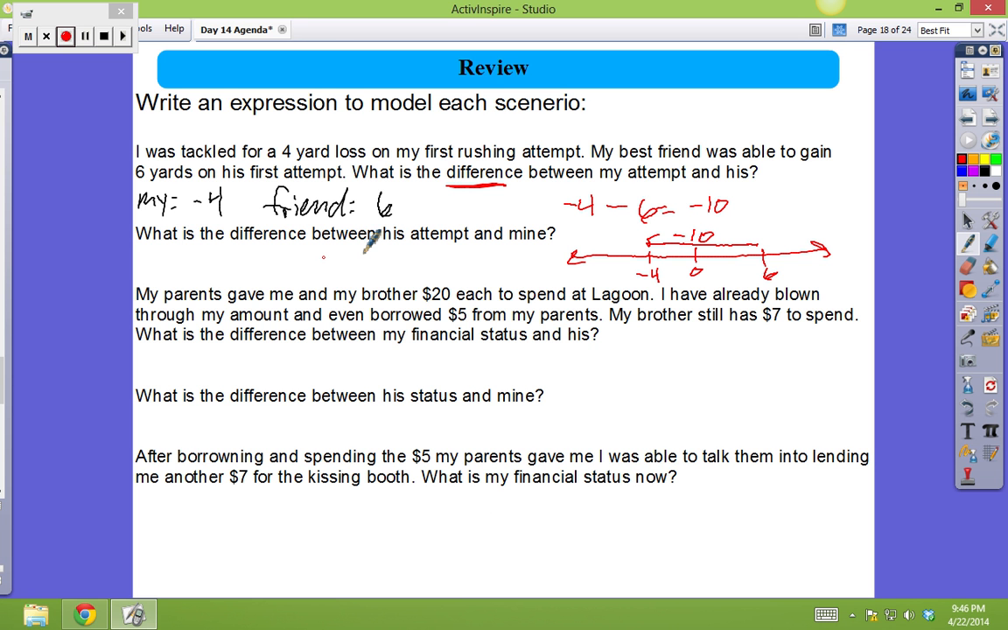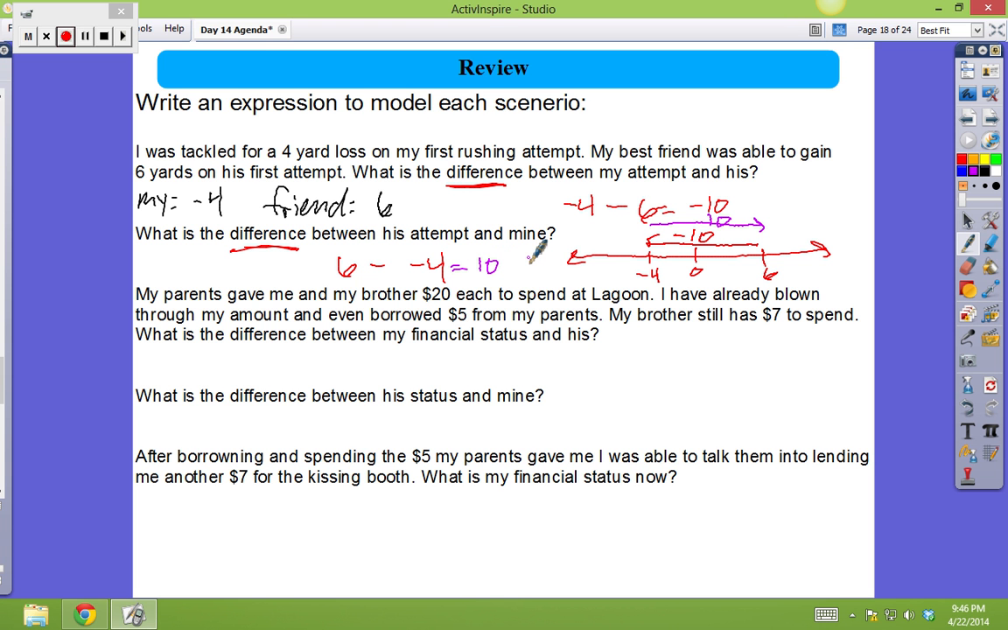And then if we reverse that, what if we look at the difference between his attempt and mine? So the keyword is difference, which means subtract: his first, which is +6, subtract mine, which is a -4. Now we're starting on me, and I'm working to him. So the distance is the same, but the direction is totally different. So this one is going to be a +10.